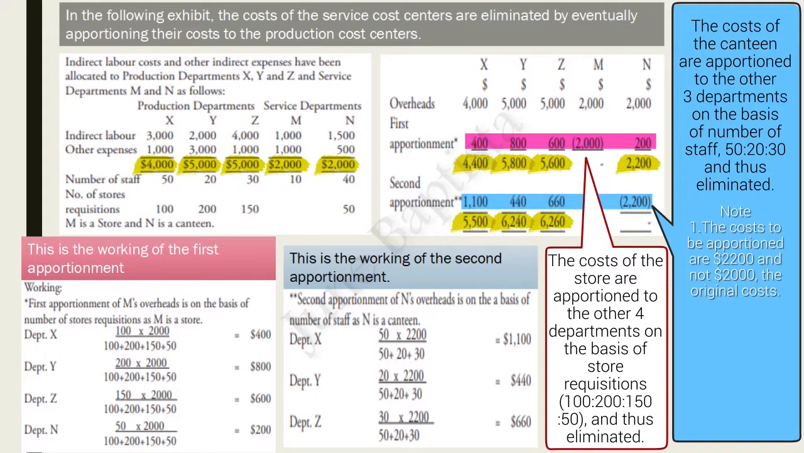Important note, the costs to be apportioned in the second apportionment are $2,200 and not $2,000, which were the original costs. Don't forget to add the apportioned costs to the original costs before you make the second apportionment. The second point to note is $2,200 is apportioned in the ratio of 50 is to 20 is to 30. The other two departments that have been eliminated are ignored.